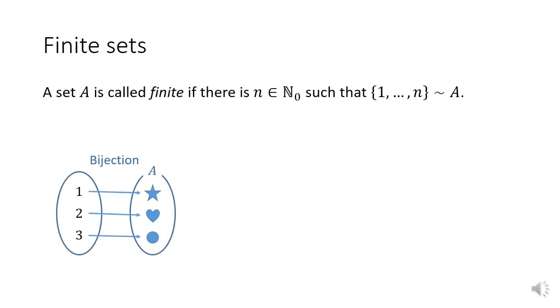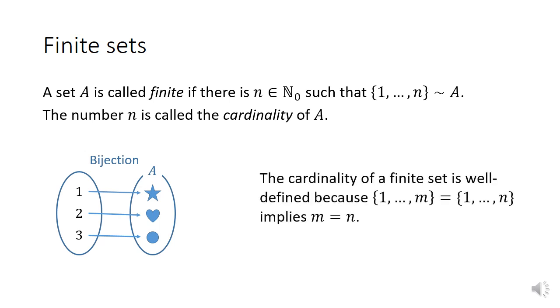A set A is called finite if there is n in N0 such that the set of all natural numbers from 1 to n is equipotent to A. The number n is called the cardinality of A. The empty set is included by this definition by the case n equals 0. The cardinality of a finite set is well defined because the set from 1 to m and the set from 1 to n are only equal if m and n are equal.